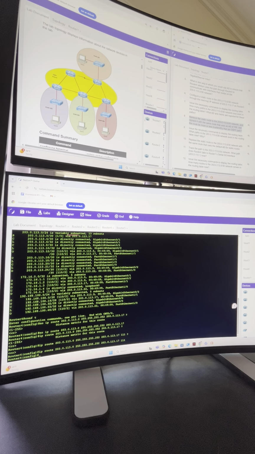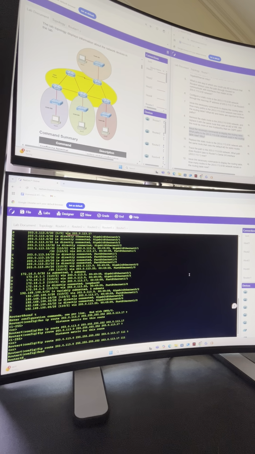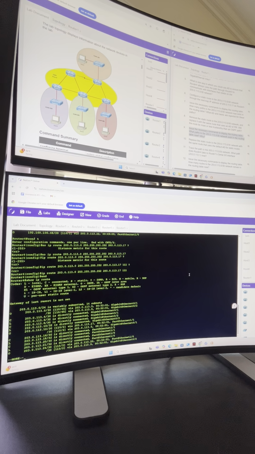So now, number 9 says issue the necessary command to display the routing table. What path to the 203.0.113.0/30 network exists in the routing table and why? So the OSPF path should now be back in the routing table, but let's confirm. Let's do an en and let's do a show ip route. And now we see the OSPF path is back.